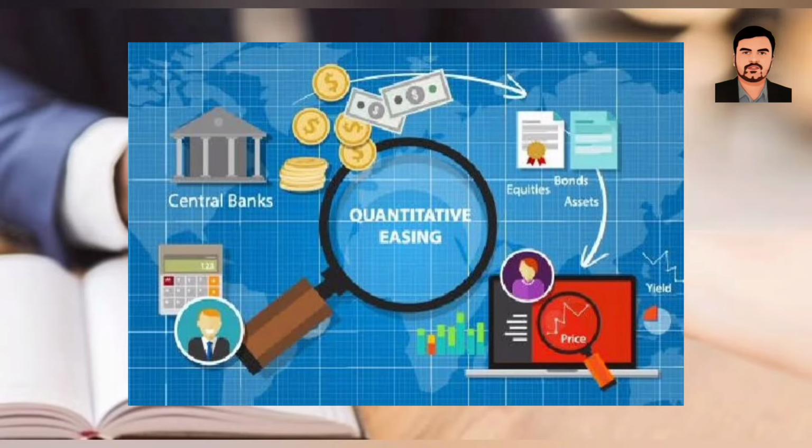QE is normally implemented when interest rates are very low. In the US, it was near zero, and the economy was weak. So when the economy is weak and the interest rate has already touched its lowest, which is zero, then only is QE done. Because, as I told, money printing is dangerous. The interest rate has hit low and the economy is so weak, so the government has no other way but just to print money, basically the central bank.